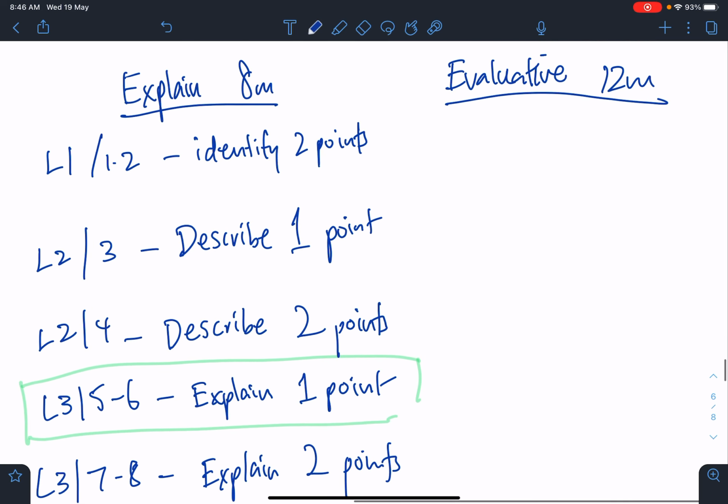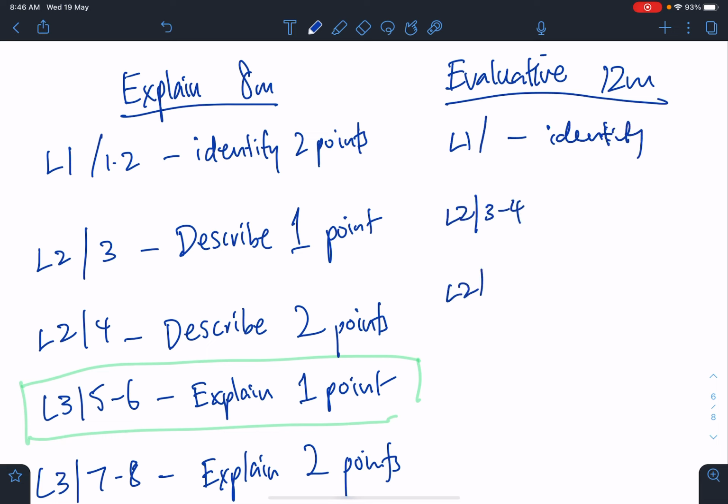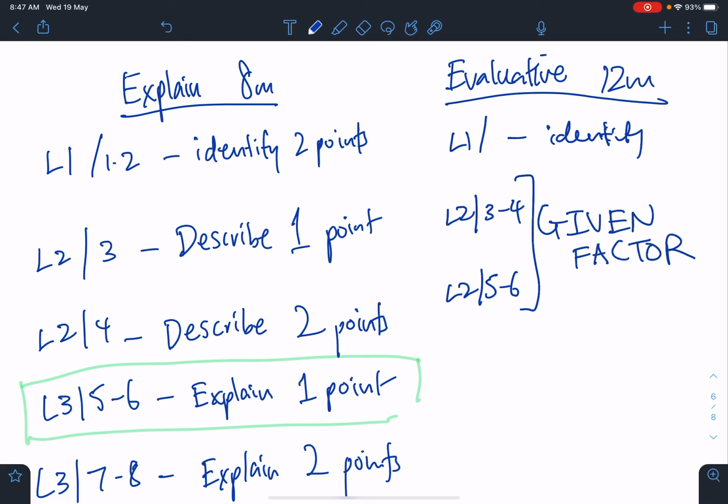Same thing here, okay? L1 is for description, okay? Is if you only can identify. Now, L2, 3 to 4 and L2, 5 to 6. This one you must deal with the given factor. They already gave you the factor, deal with it. You have no choice but deal with it. Okay? Now, for L2, 3 to 4, this is only if you describe all the factors. If you describe all 3 factors, you only get 4 marks.